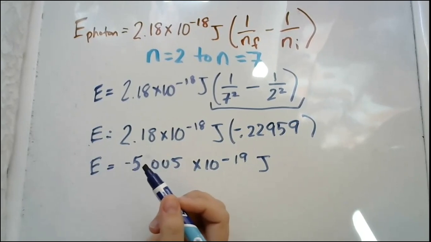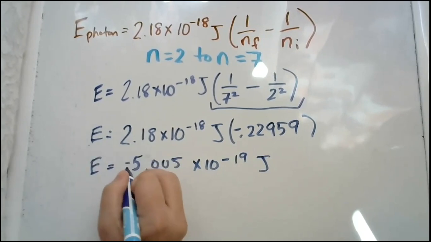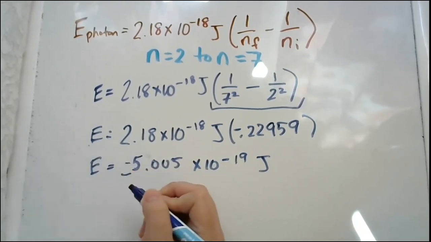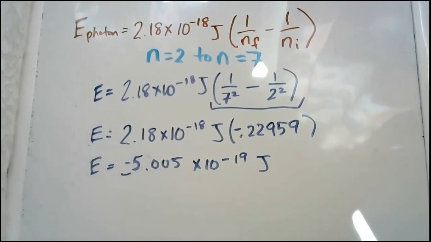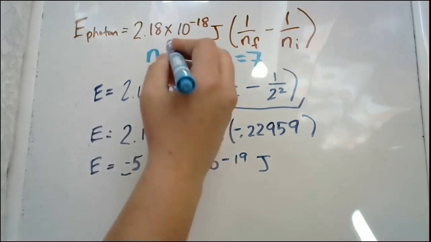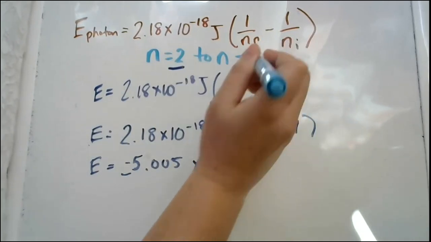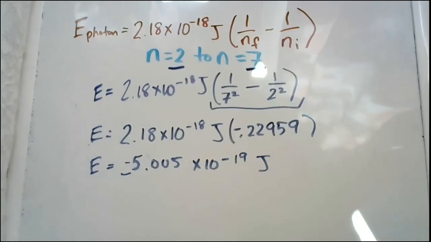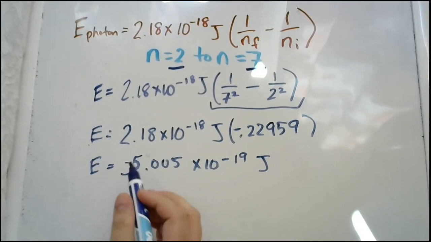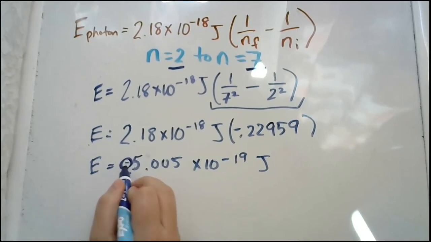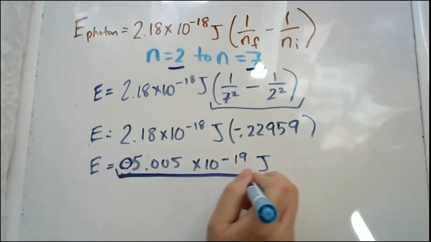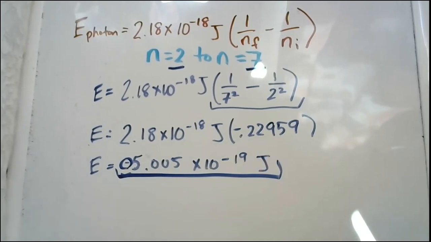Here's what you have to start to associate in your head. If you have this negative sign here, what that means is that the photon is the thing that's going to be supplying the energy. In this case, we're going from n equals 2 to n equals 7. That means that our atom required energy. This negative sign means that the photon gave this amount of energy to our atom for our atom to make that jump from 2 to 7.